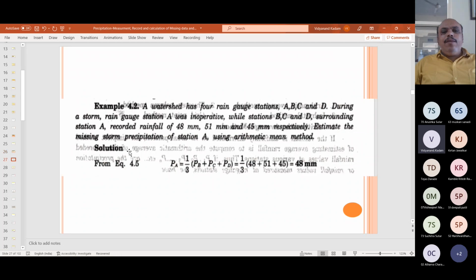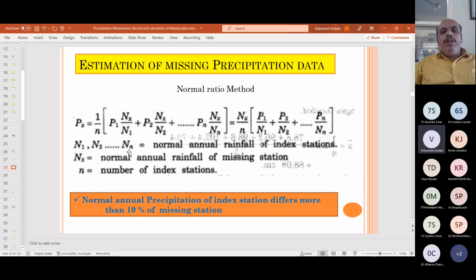The second one is the normal ratio method. In the normal ratio method, the precipitation at existing stations is weighted.